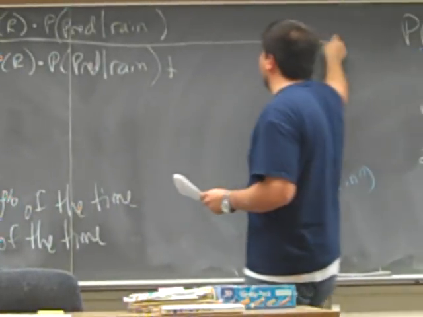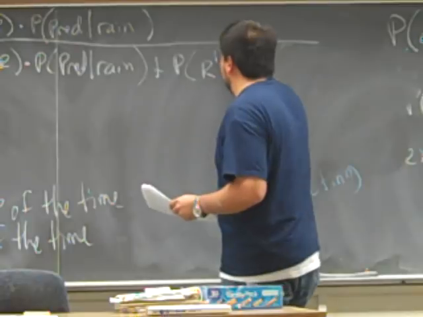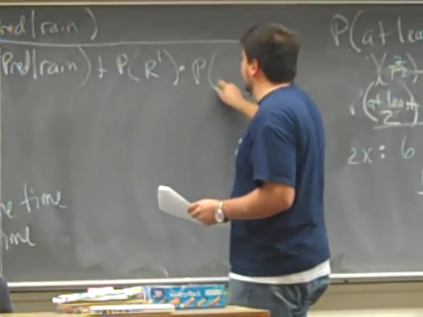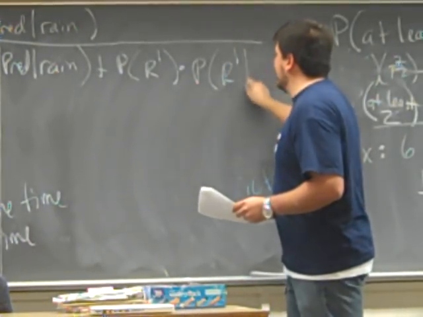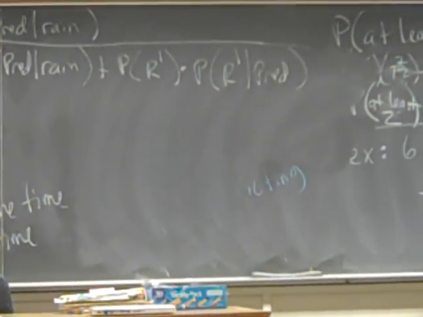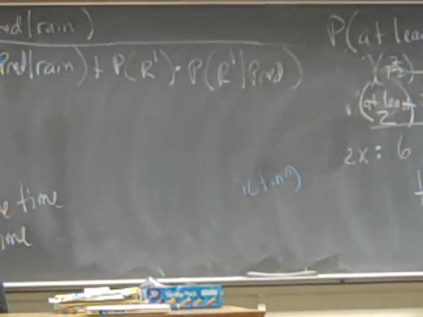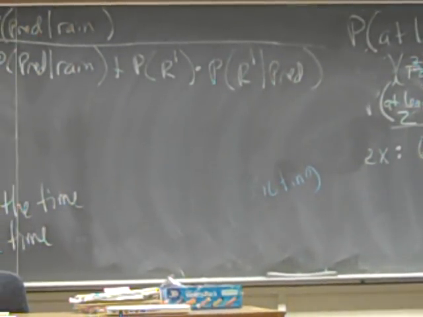plus, and then we do the complement, the probability of no rain times the probability of no rain given the prediction. And you should be able to plug all these values in there. Isn't that one prediction, no rain? Not no rain. Oh, I wrote it backwards. I'm sorry. Thank you.